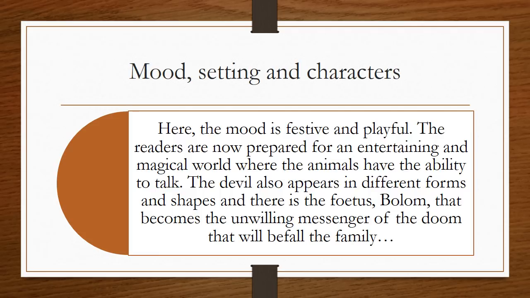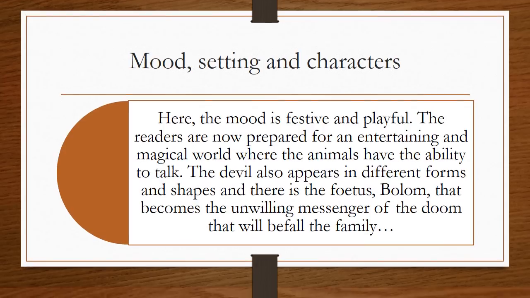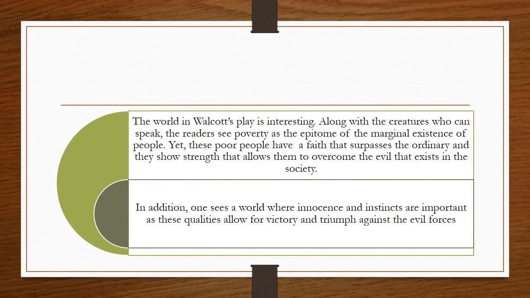The mood, the setting, and the characters. Here in the play, the mood is festive and playful. At the start of the play, we realize that it is festive and playful. The readers are now prepared for an entertaining and magical world where the animals have the ability to talk. The devil also appears in different forms and shapes, and then there is the fête bolum that becomes the unwilling messenger of the doom that will befall the family. Now, Walcott was not the only one, or still is not the only playwright who has used animals to bring across social issues or to criticize the social conditions that exist within society. The world in which Walcott's play is set is interesting.